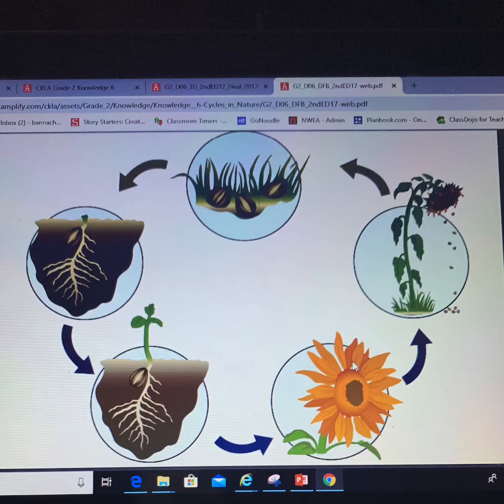Let's review the life cycle of a flowering plant. Remember, a cycle is a sequence of events that repeats itself over and over again. A life cycle includes the stages of a living thing's life, from seed to adult.